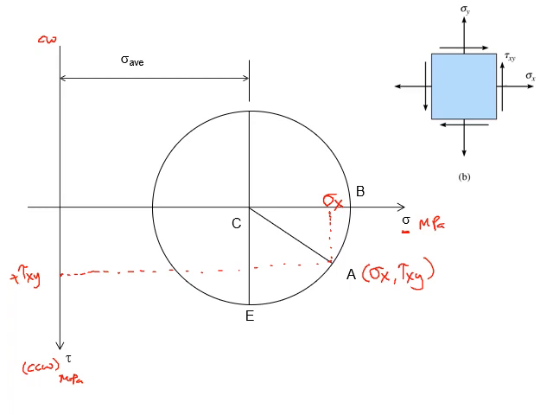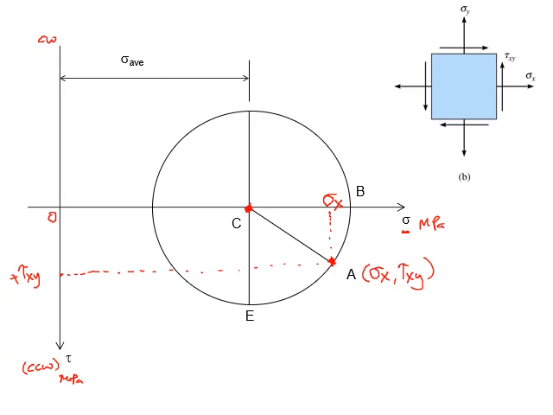So you get the first point. Forget about the circle first. You get point A, so you get this point here. Then you plot point C. Point C is equal to the average normal stress, sigma average. So you plot sigma average, this is 0, sigma average, and you get point C. It is on the normal stress axis.